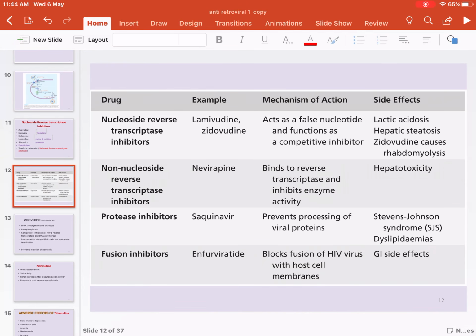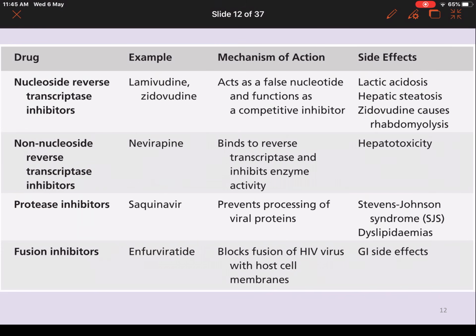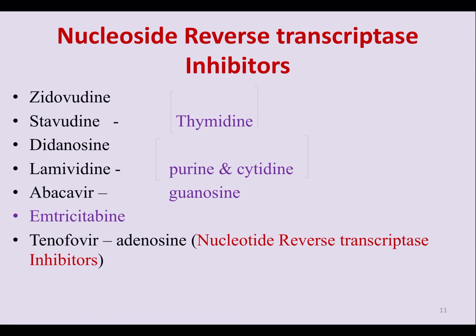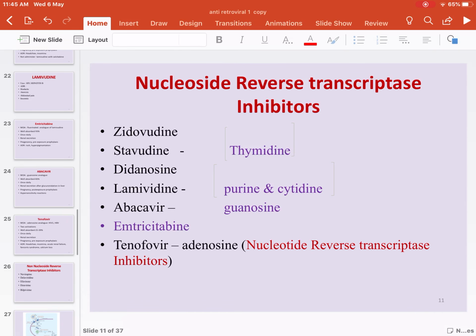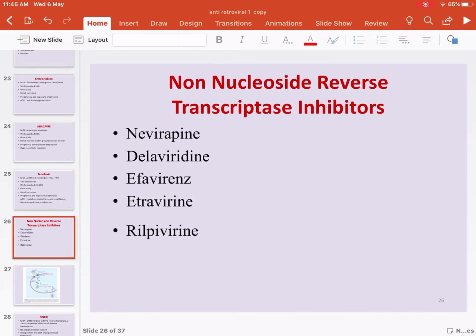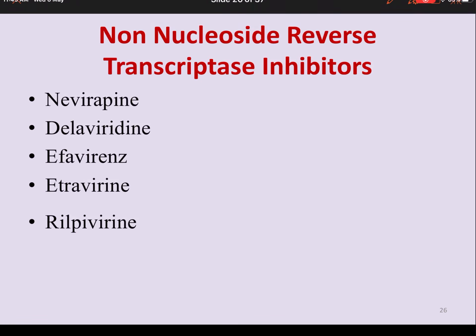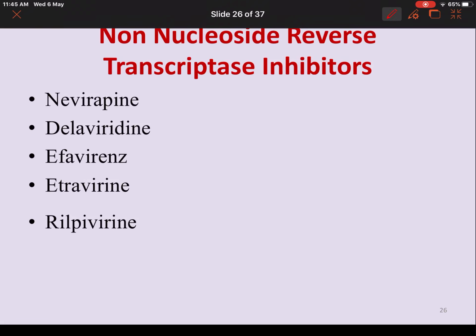Now let's move on to non-nucleoside reverse transcriptase inhibitors. Example, nevirapine. This binds to reverse transcriptase and inhibits the enzyme. Let's look into this. So coming back to non-nucleoside reverse transcriptase inhibitors: nevirapine, delavirdine, efavirenz, etravirine and rilpivirine.